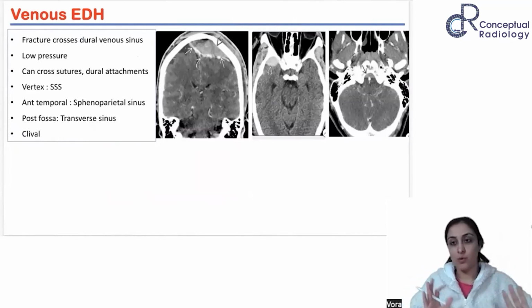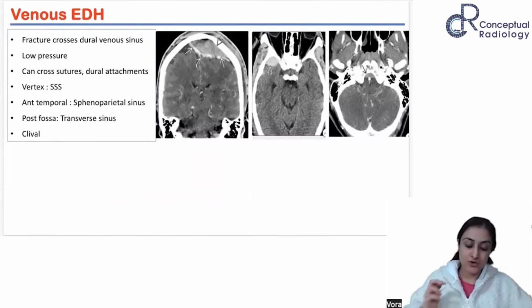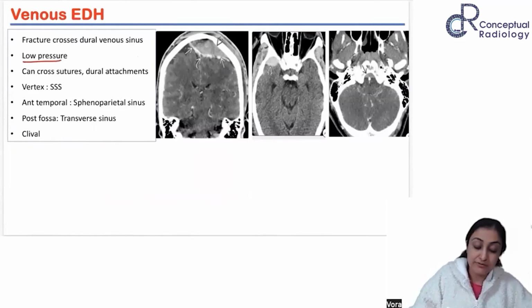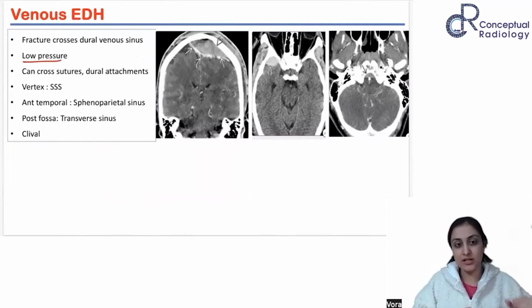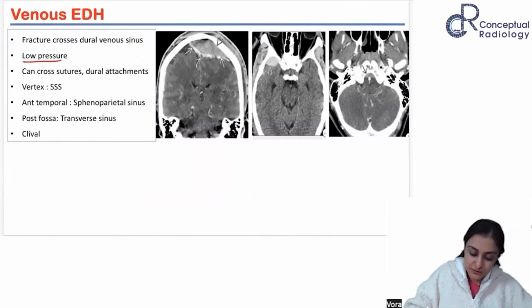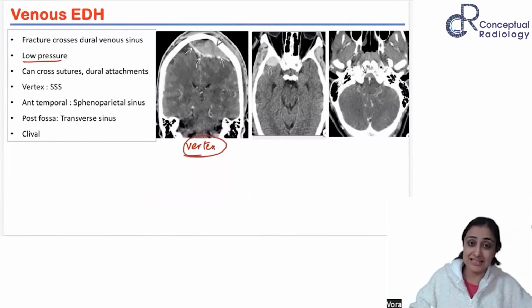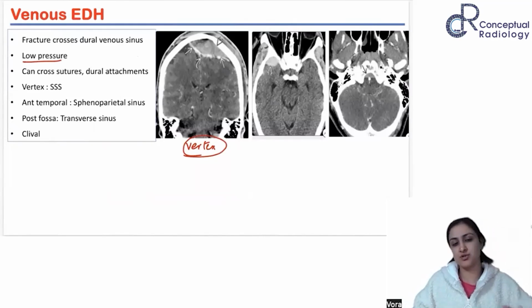Venous EDH, very important for us to know. So when any fracture crosses the dural venous sinus, that is going to result in a venous EDH, which is usually low pressure. You should know the sites. What are the usual sites? So this is one of the most common sites. This is what we report as a vertex EDH. Anytime you see something like this on the vertex, you know it is a venous EDH. We are not worried too much about these EDHs.